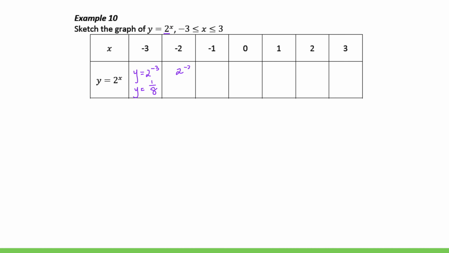Here it'll be 2 to the power of negative 2, which will be a quarter. 2 to the power of negative 1 will be a half. 2 to the power of 0 is 1. 2 to the power of 1 is 2. 2 to the power of 2 is 4. And 2 to the power of 3 is 8. So you can see a pattern that is emerging there. Now what we can do is go ahead and try and graph this.